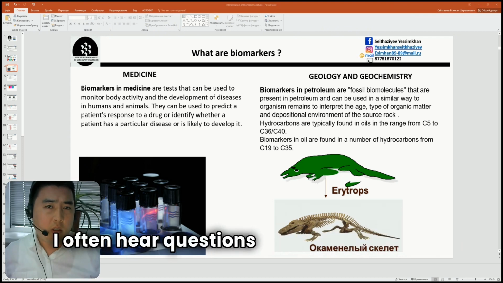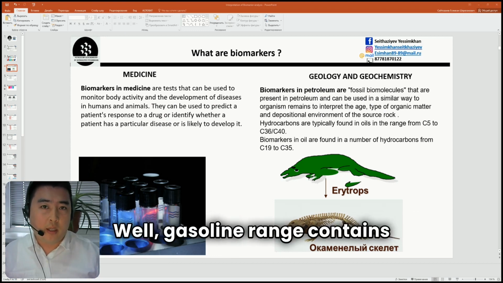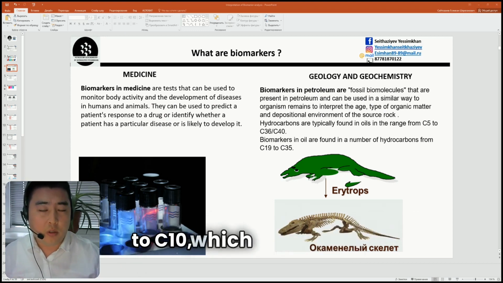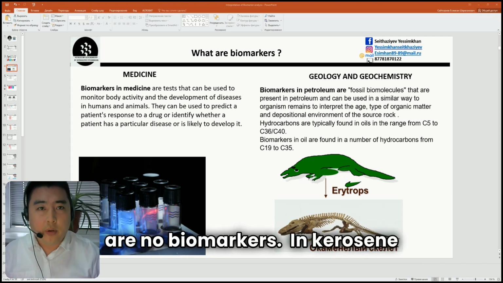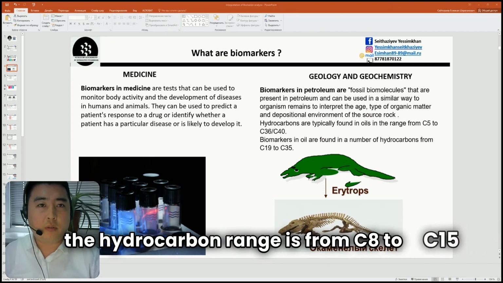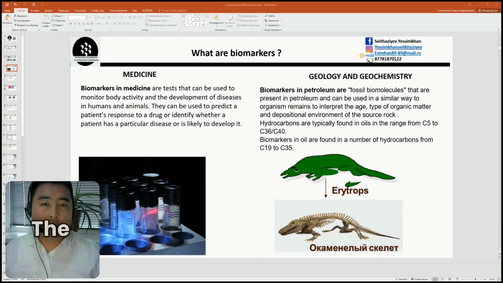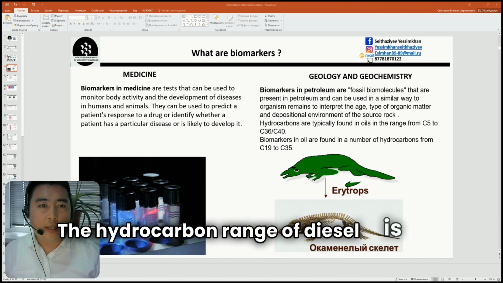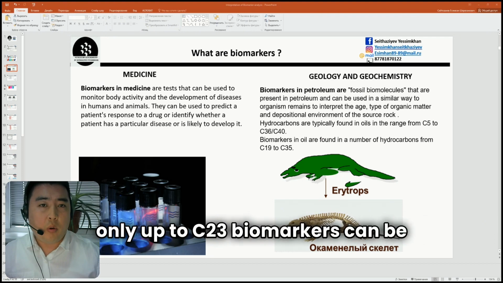I often hear a question like, "Is a biomarker found in petroleum products or not?" Well, the gasoline range contains hydrocarbons from C5 to C10, which means there are no biomarkers. In kerosene, the hydrocarbon range is from C8 to C15, so there are no biomarkers as well. The hydrocarbon range of diesel is up to C23, so only C20 up to C23 biomarkers can be identified there.